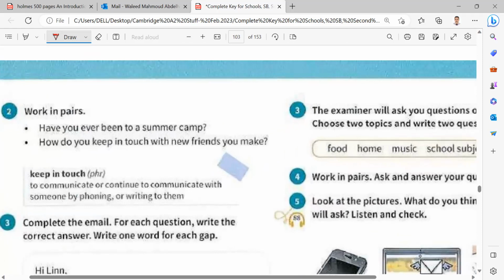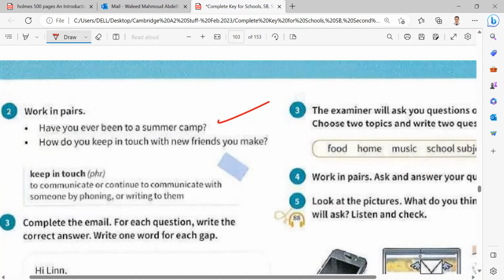طيب. Here, Sarah, let me discuss this for you. Have you ever been to a summer camp? Try to talk about your experience. Yes. How do you usually spend your holidays? Yes.